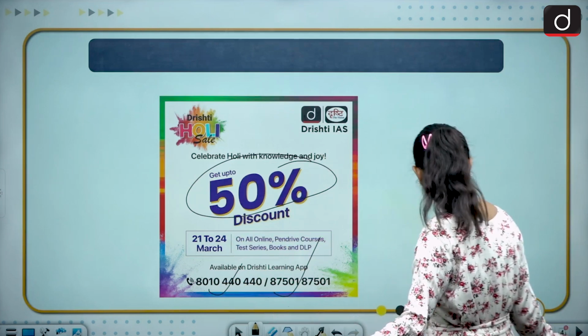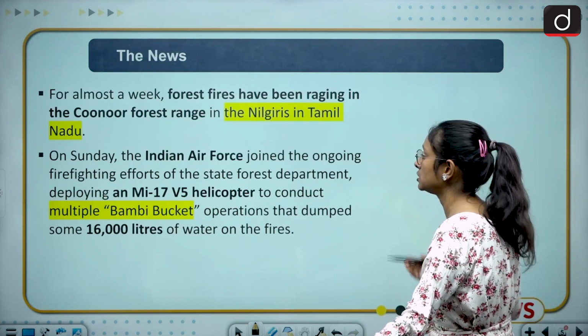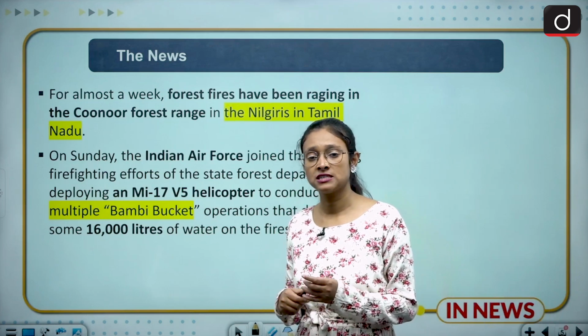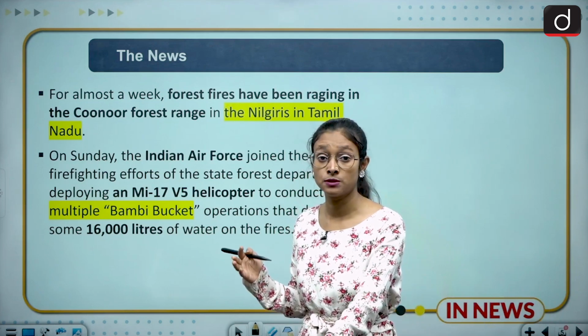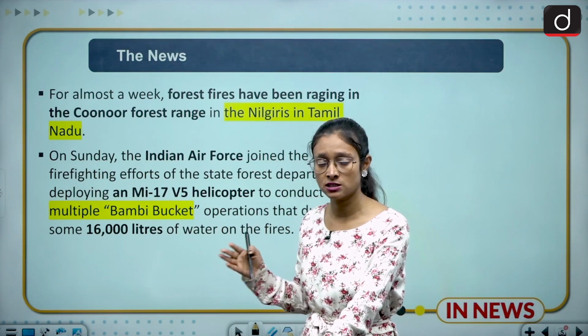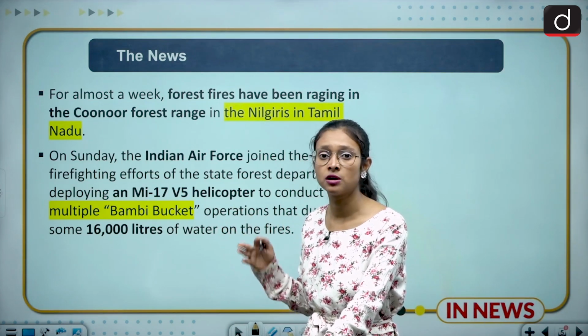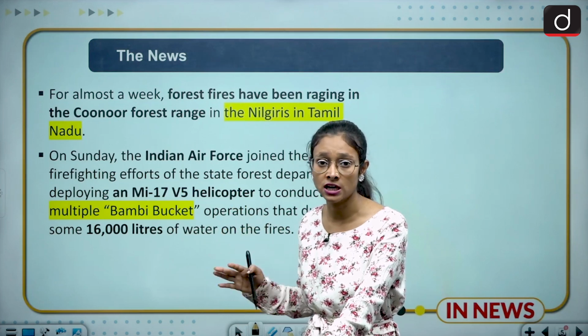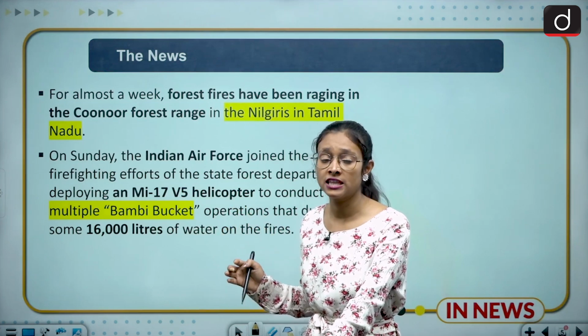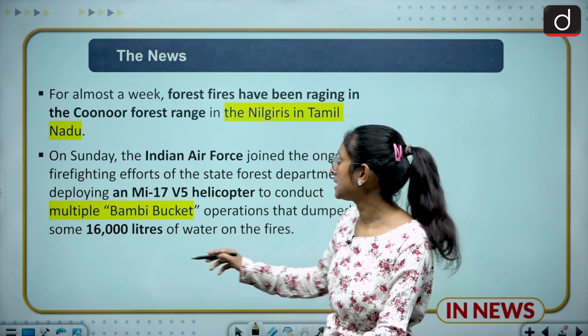So moving to today's discussion part. In the news, for almost a week we can see that the Nilgiri forest has been burning, and why it is burning, there are various reasons we'll discuss in later slides. But till now it is burning and the situation is very critical. The Indian Air Force has also been involved in this situation, and they had to use the Bambi Bucket.